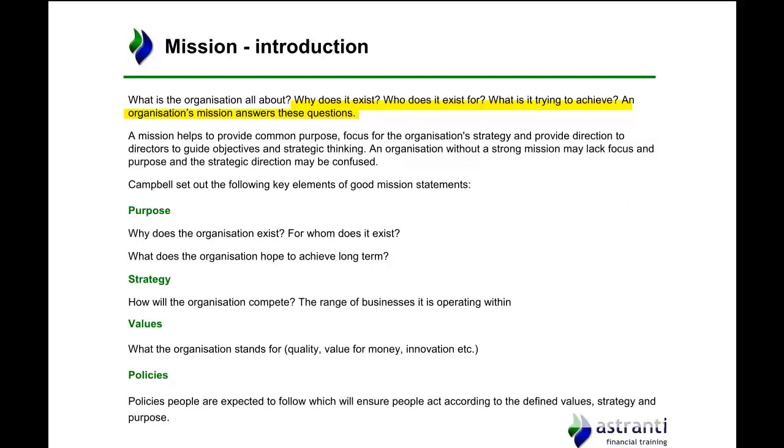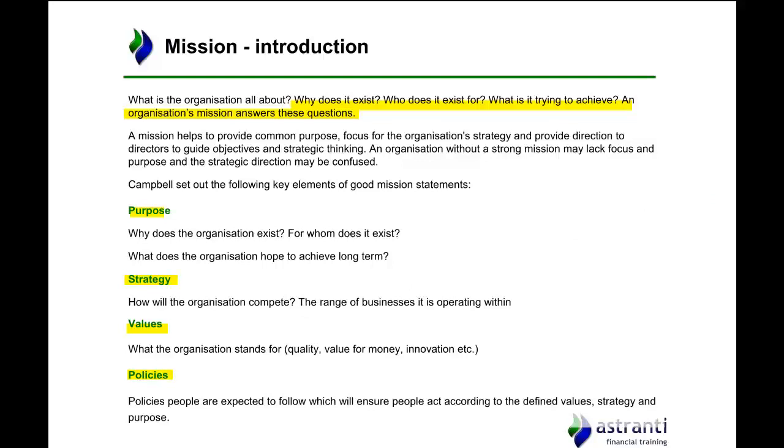And one model that is good at defining these mission statements, or at least analyzing the key elements of mission statements, is the Campbell model, which dictates the purpose of the company, the strategy involved in the company, the values of the company, and finally its policies. So let's take a look at each of those in turn.